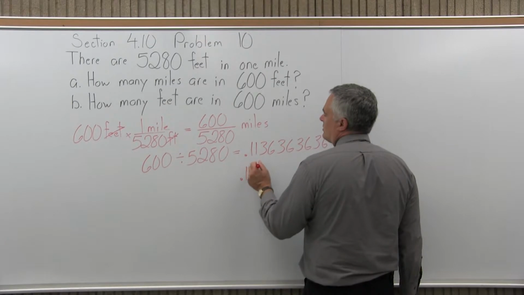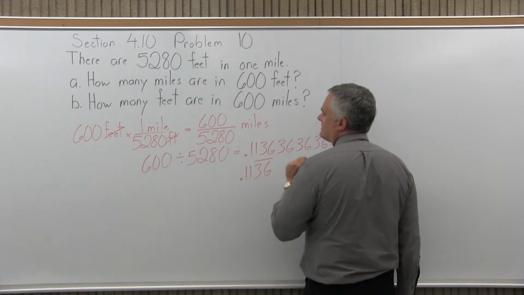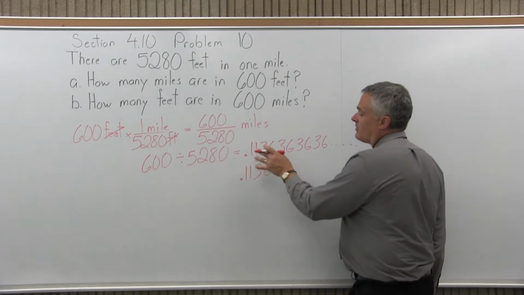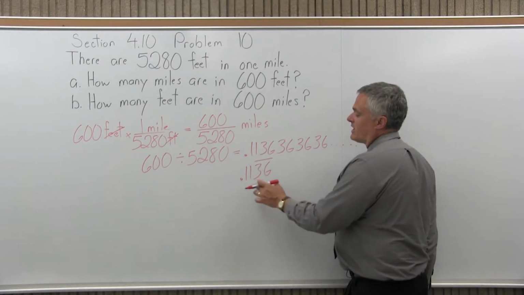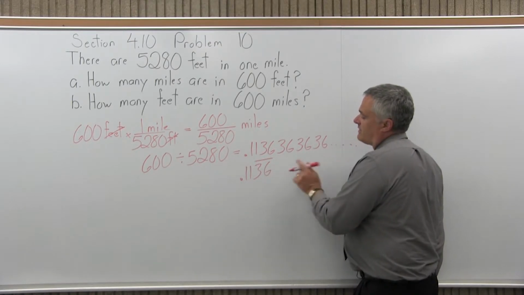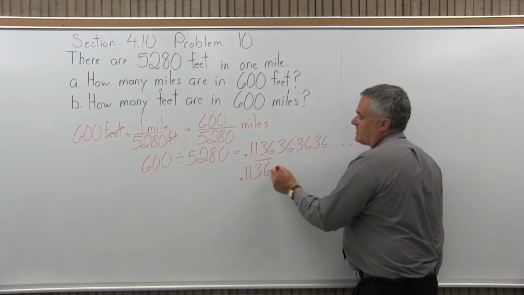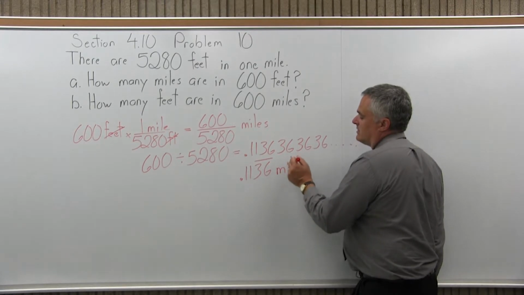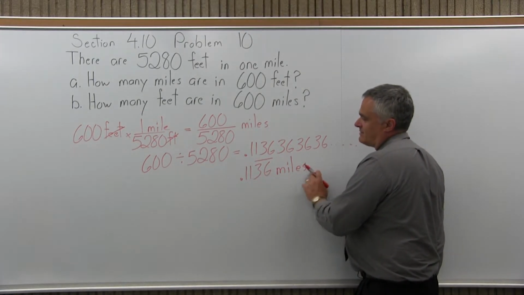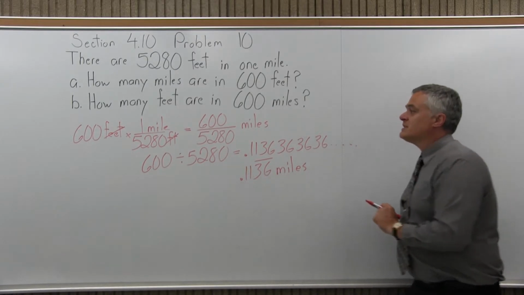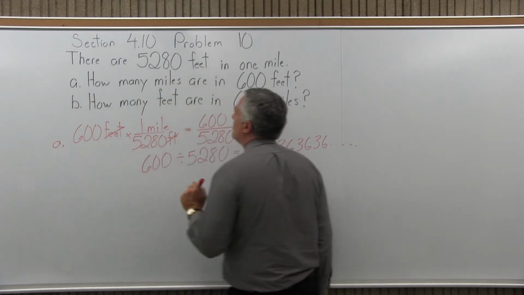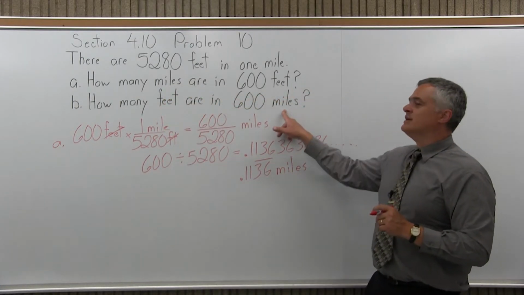Well, what you can do is the part that repeats, the notation is just put a line over it. You can round it off if you like to however many digits you feel you want that much accuracy for. Or if you put the bar over it, that means the 3 sixes go forever and never stop. Include your units of measure, that's important. So it's 0.1136 miles. The 3 sixes repeat. So that's part A. Now B has you go from 600 miles to feet.